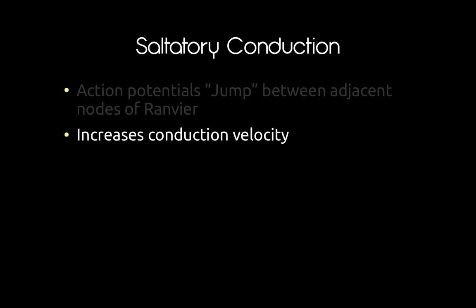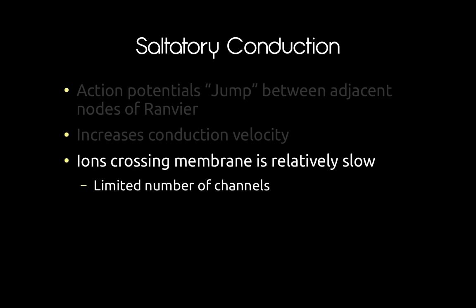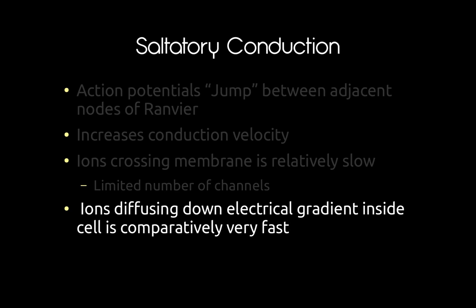Well, why is that? The reason is that ions crossing the membrane, when ions come into the cell, is relatively slow, because there's a limited number of channels in the cell membrane. They're not infinite. This is relatively slow compared to ions diffusing down their electrical gradient inside the cell. That is quite a bit faster because they don't have to find an ion channel to make their way through. They can just diffuse through the cytoplasm. So this is a much quicker action than when they're just coming in.